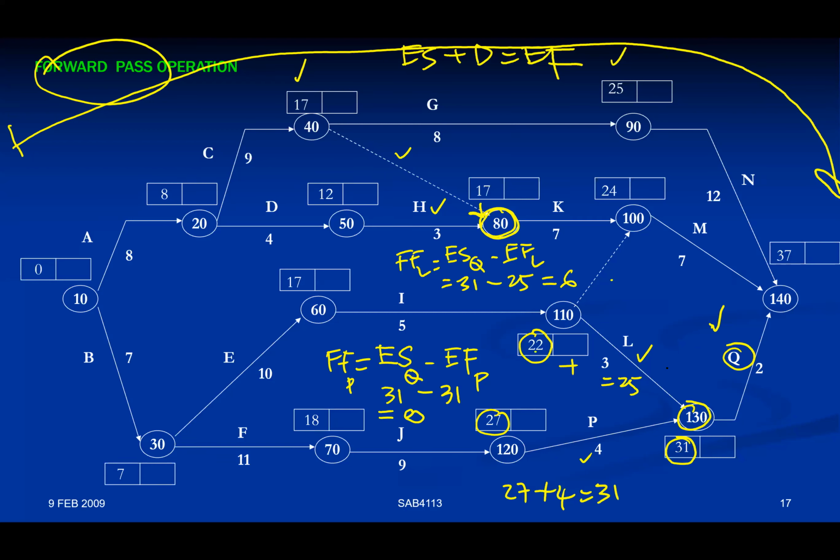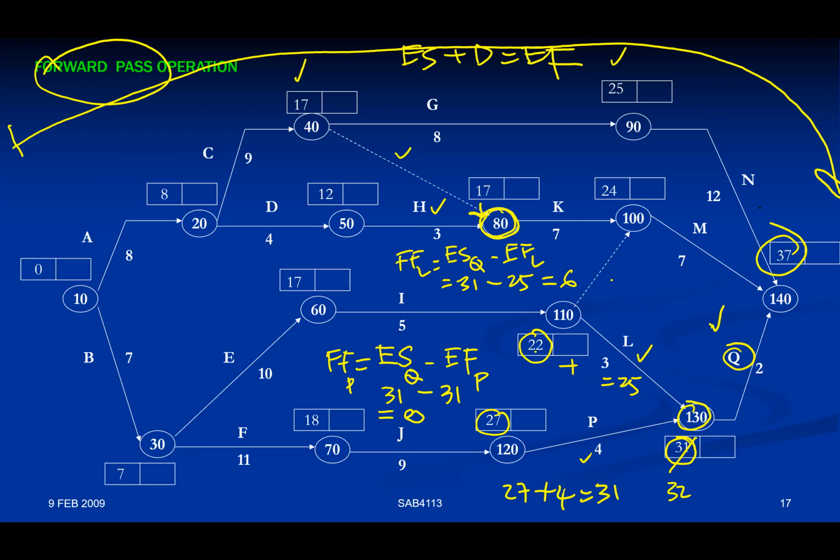But if L goes beyond 6 days, maybe 7 days, or is somehow delayed for whatever reason beyond 6 days, you notice that this value will be changed to 32. And when this value changes, the subsequent value, the end of activity Q, will change. But fortunately, the critical path is not coming from this line, so it is still okay. So you notice that we can calculate the total project duration and the free float for each activity using this kind of concept.